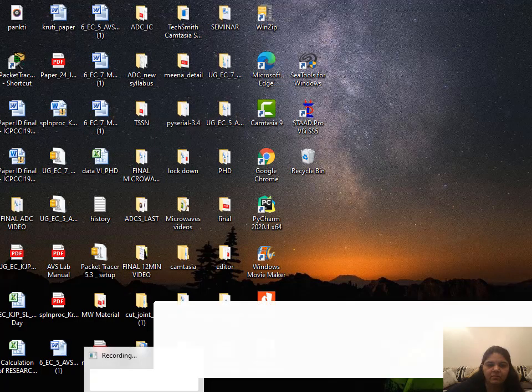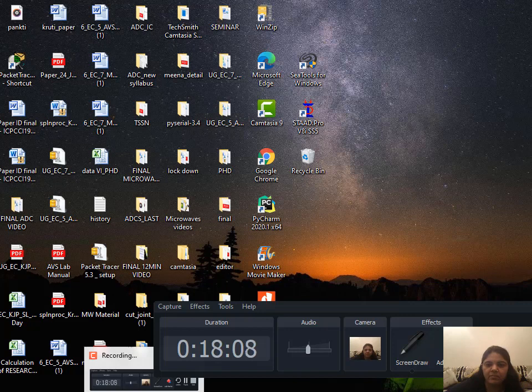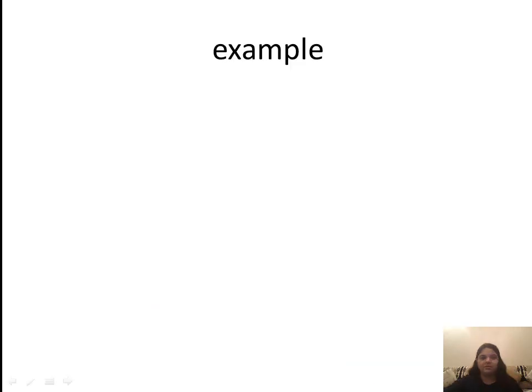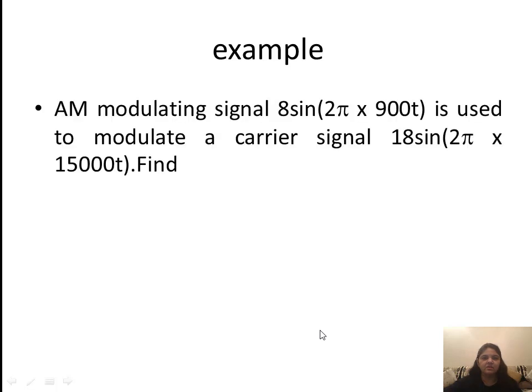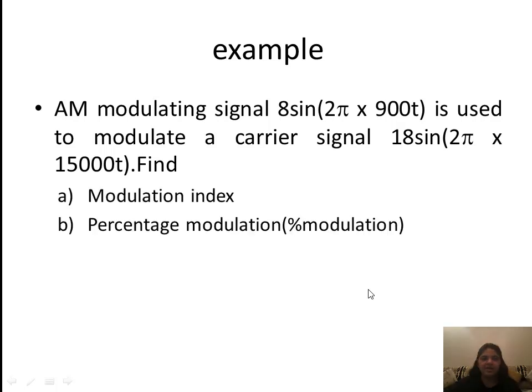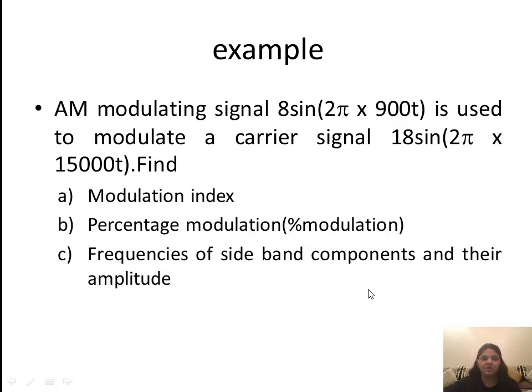Now, a modulating signal 8 sine 2 pi into 900 t is used to modulate a carrier signal 18 sine 2 pi into 15,000 t. Find the modulation index, percentage modulation, frequencies of sideband components and their amplitude, and draw the spectrum of the AM wave. These examples can be asked in the GTU exams.